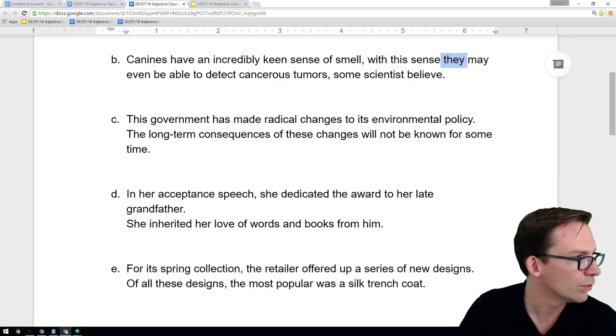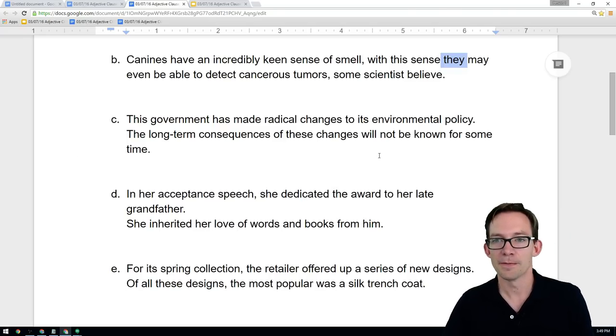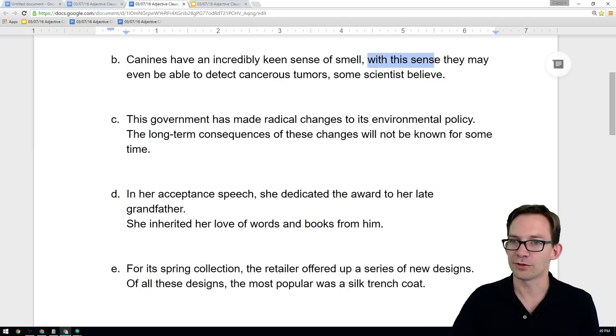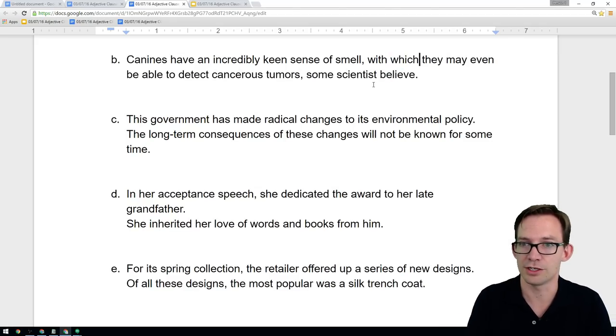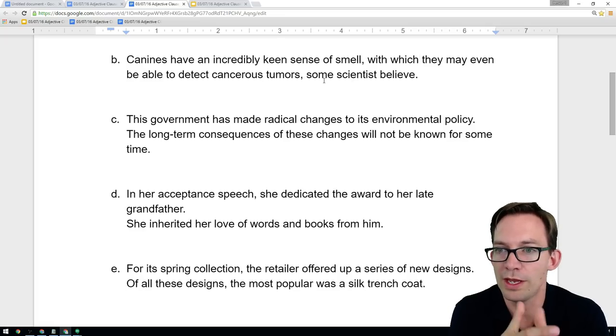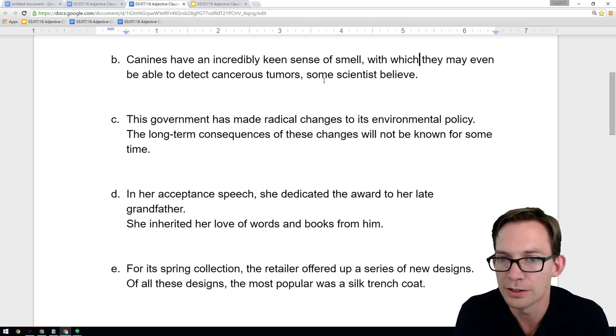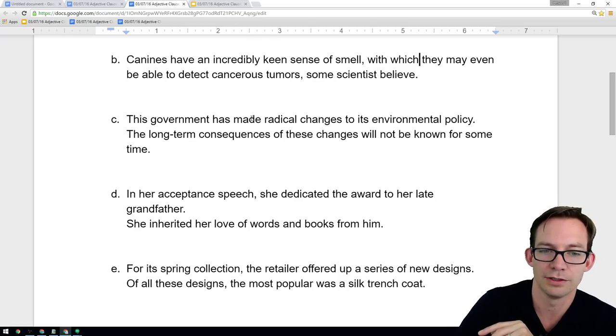Raphael got it. "With which they," yeah, good. Lots of answers coming in. So again, in this case, you're using that prepositional phrase, so you want to change that, obviously. I haven't changed it yet, but "with which." So canines have an incredibly keen sense of smell, with which they may even be able to detect cancerous tumors, some scientists believe. Good.